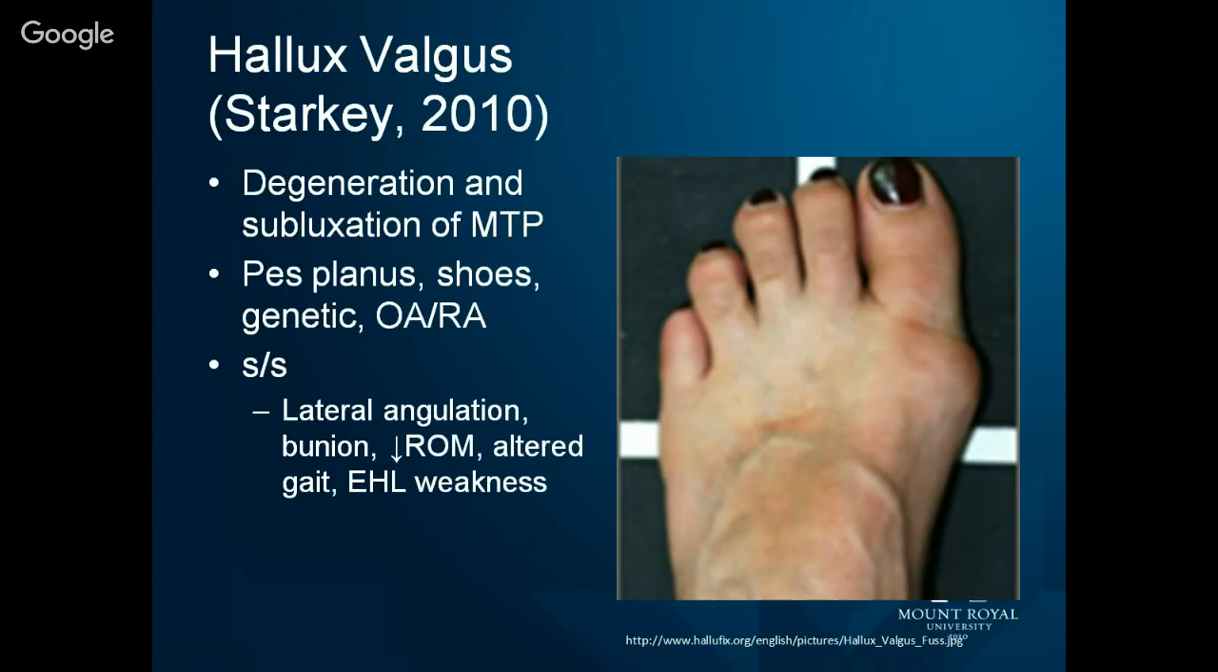Typically what you'll see is a lateral angulation, so hence the term valgus. Distal end of the toe goes laterally, so you have this lateral angulation. A bony growth, referred to in layman's terms as a bunion. Decreased range of motion into flexion and or extension, which then will affect a person's walking and running gait. And potentially extensor hallucis longus weakness.